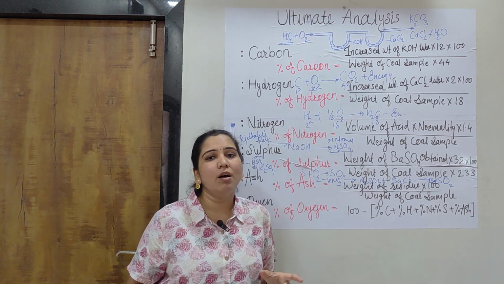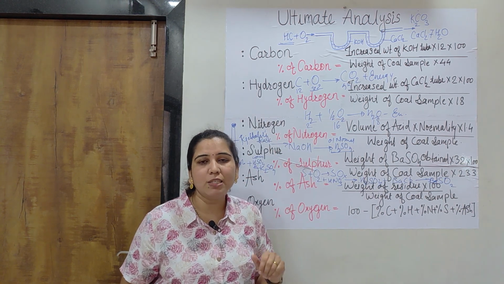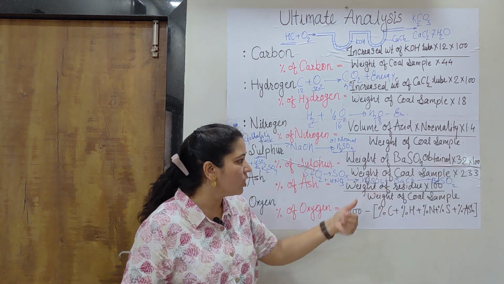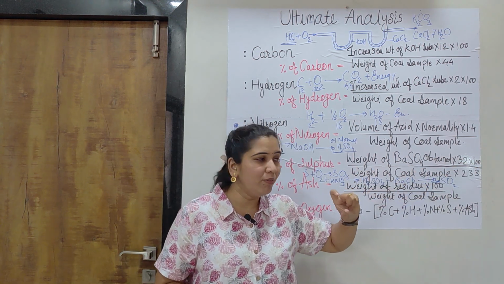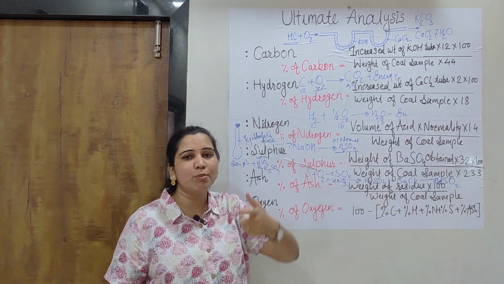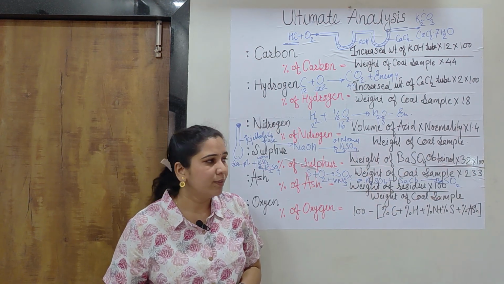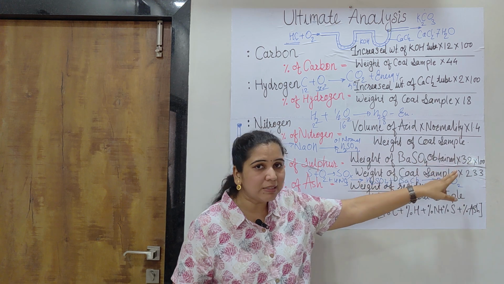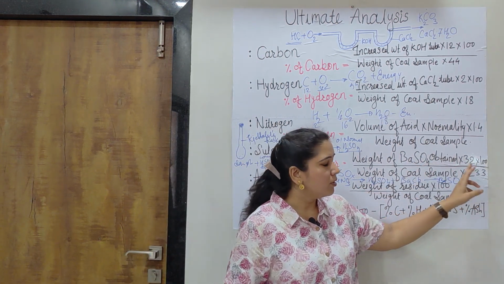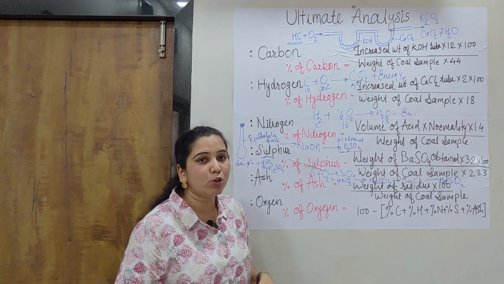32 is nothing but the molecular weight of sulfur, as we want to calculate sulfur, multiplied by 100, as we are calculating the percentage, upon the total weight of the coal sample which has been taken, multiplied by 233. Now this 233 is the molecular weight of BaSO4, that is barium sulfate. As its weight is considered, its molecular weight must be considered. So it is 233. In this way, we can calculate the percentage of sulfur.